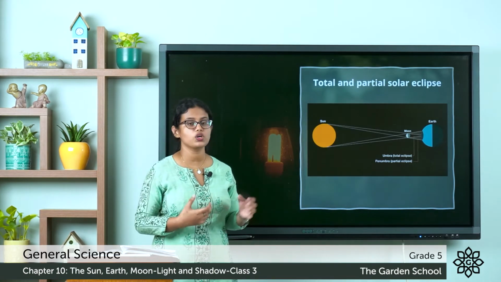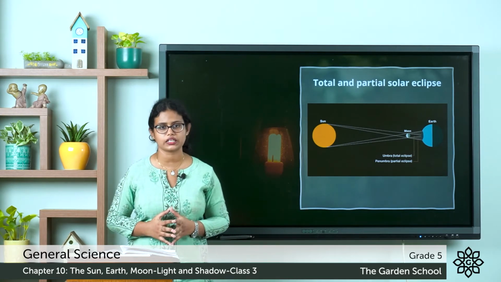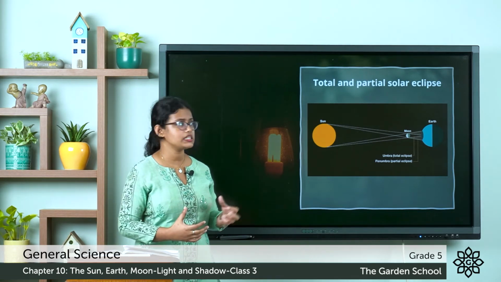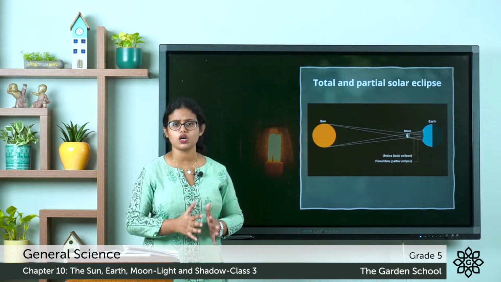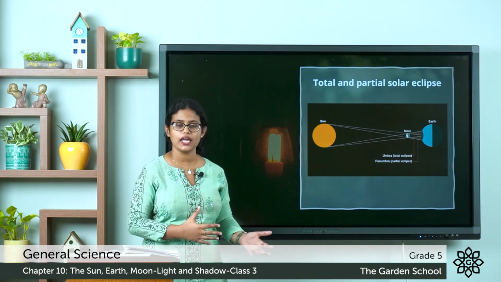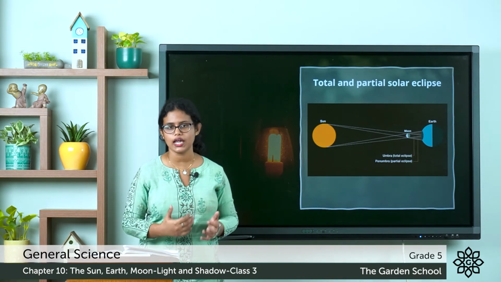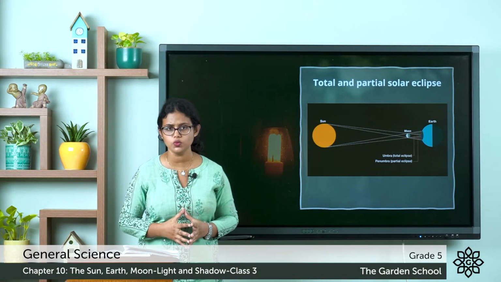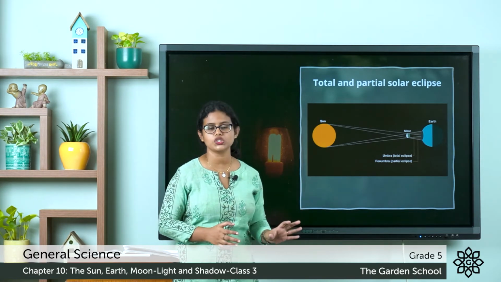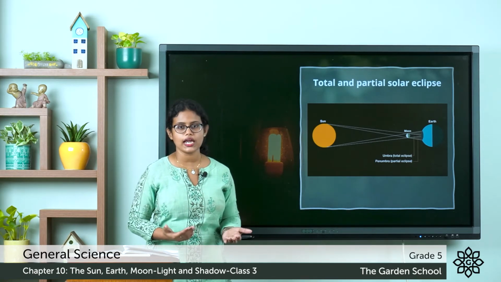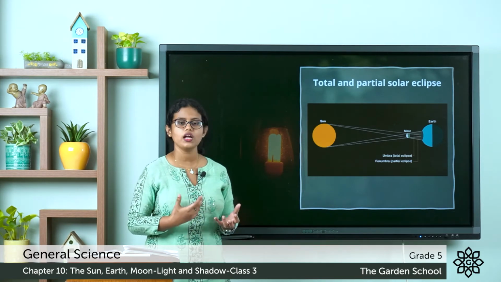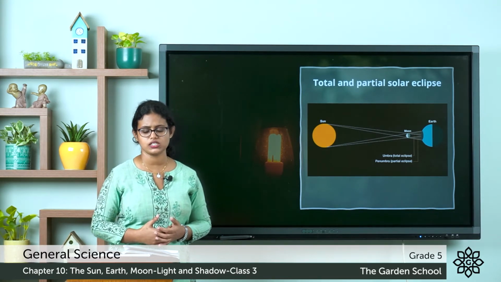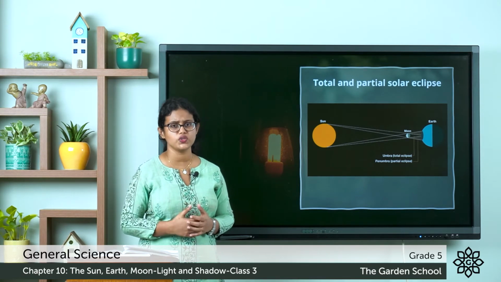Now let's see what is total and partial solar eclipse. What is total solar eclipse? When the sun is completely blocked by the moon, we call it total solar eclipse. And when the sun is partially covered by the moon, we call it partial solar eclipse. So solar eclipse can be total or partial, and it happens only for a few seconds.